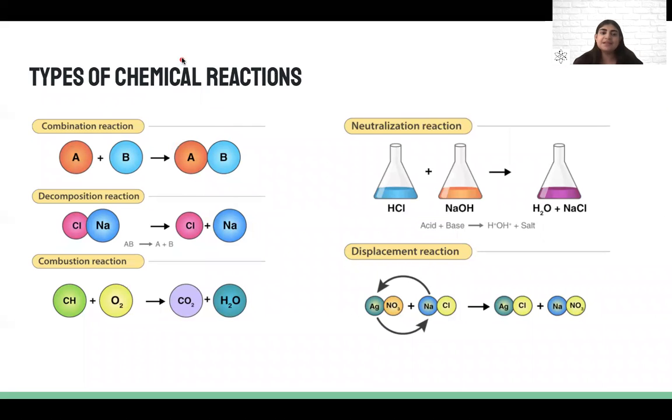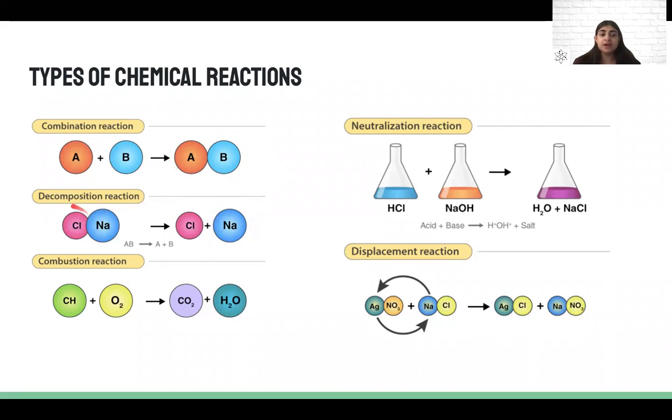And now we're going to be discussing the different types of chemical reactions. So there's 5 common types. First off, we have combination reactions in which you have an atom or a molecule, and then you have another atom or a molecule, and then you combine them. So for example, we have molecule A plus molecule B, and that gives us one product, which has both A and B. So, that gives us this AB molecule.